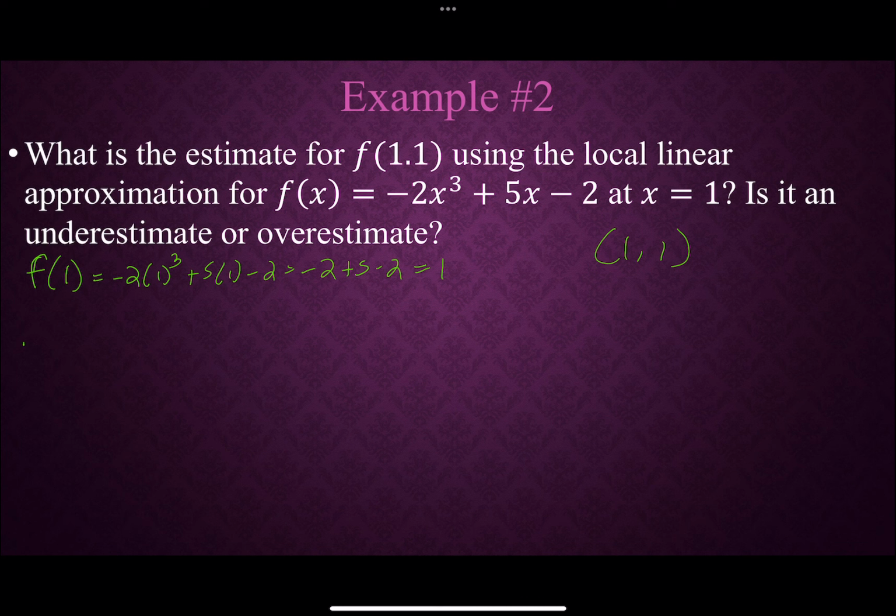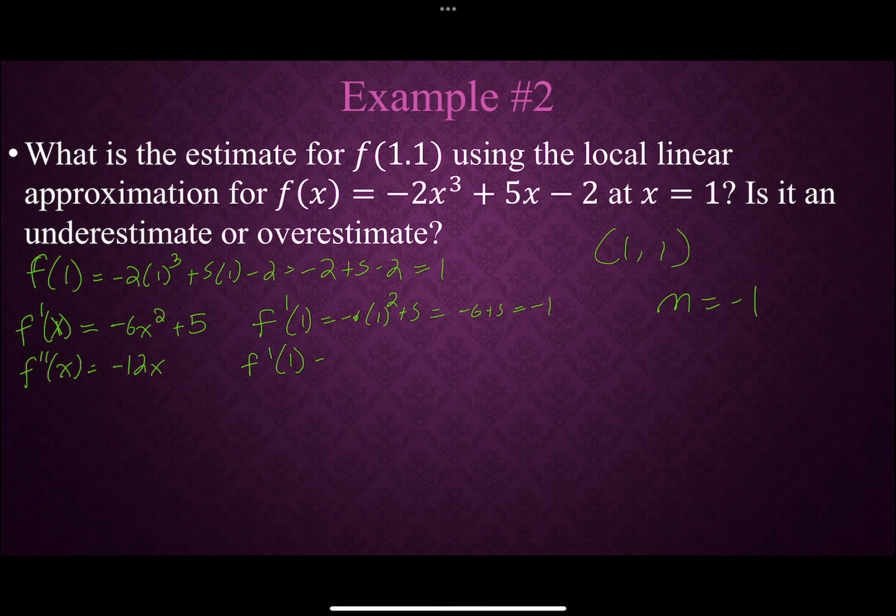Our slope, we need the derivative at 1. So our derivative function would be negative 6x squared plus 5. So our derivative at 1 is negative 6 times 1 squared plus 5, which is negative 1. So our slope is negative 1. And we're going to need to do an over or under estimate, so we're going to have to go ahead and find our second derivative. So the second derivative would be negative 12x. The second derivative at 1 is negative 12. So that tells us we're going to have an overestimate because the second derivative is negative.